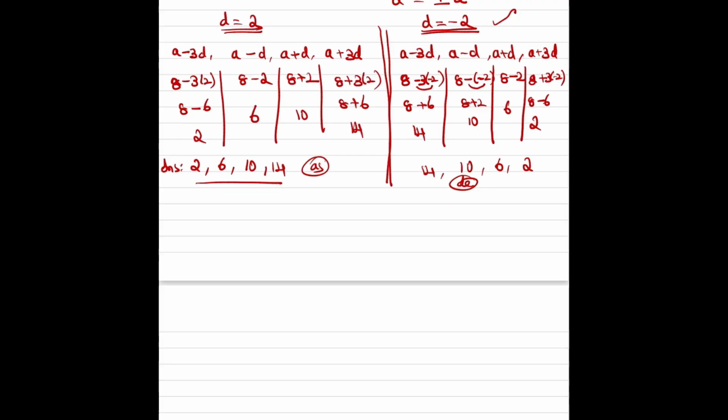Question number 7. Find the sum of all 3-digit numbers which are multiples of 7. What did they say? The sum of all the 3-digit numbers which are multiples of 7. So we know what the 3-digit numbers are. The smallest 3-digit number is 100, and the last 3-digit number is 999.